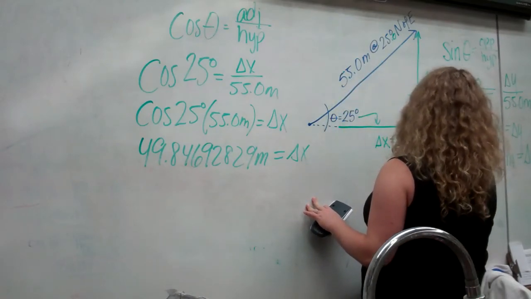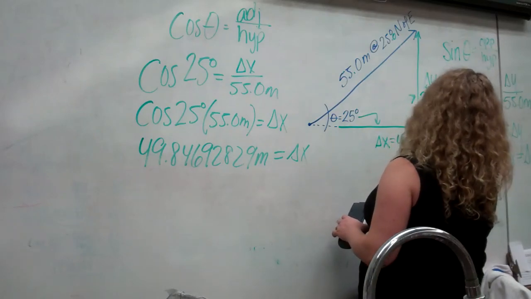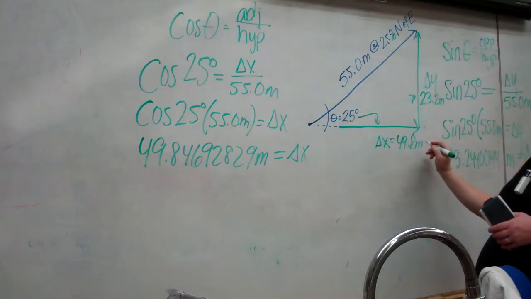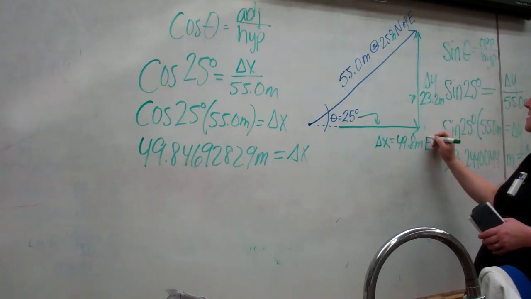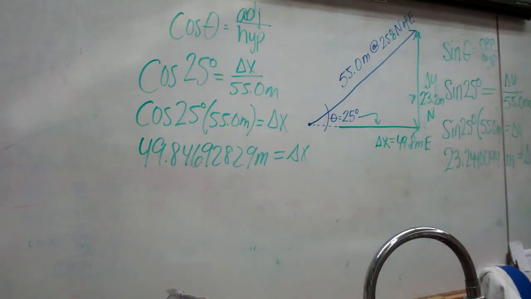Delta y is 23.2 meters. Okay? And this is, we said this was north of east, so this is 49.8 meters east, 23.2 meters north. Okay?